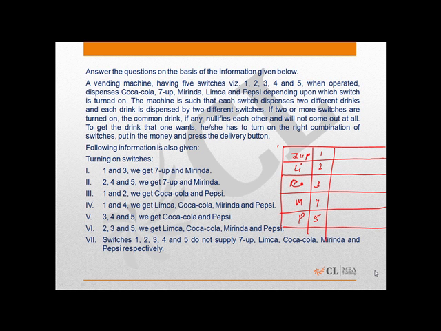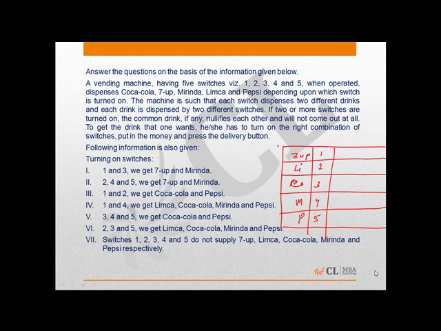The machine is such that each switch dispenses two different drinks, and each drink is dispensed by two different switches, which means each drink should be dispensed on switching two different switches, and each switch dispenses two different drinks.